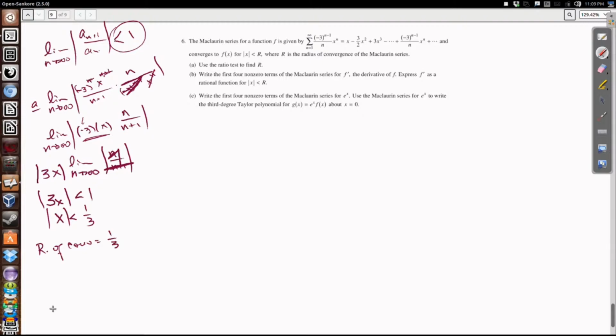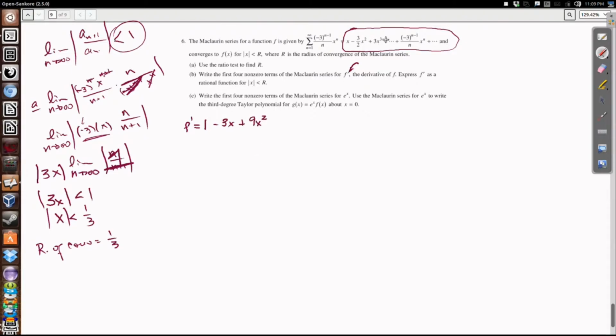So that's part A. On part B, it says write the first 4 non-zero terms of the Maclaurin series for f prime. So we're going to be taking the derivative of this function here. So I'm looking at this function. I've got x minus 3/2 x squared plus 3x cubed. So f prime is equal to 1, because that's the derivative of x, minus 3x, because the 2 will cancel out that 2, plus I'm going to have 9x squared.